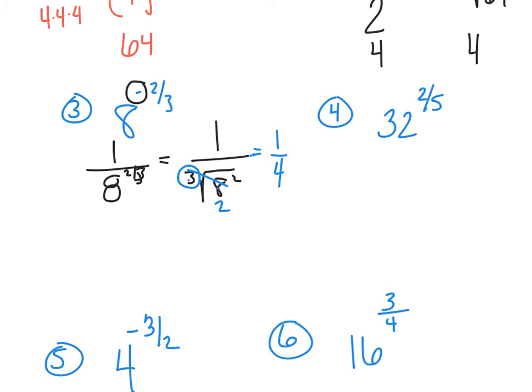Try another one. 32 to the 2/5. Root goes on the bottom, so I'm going to say this is the fifth root of 32 squared. So again, what's easier for you, squaring or the fifth root? Well, 32 is a big number to square, so I'm going to take the fifth root. What number 5 times gets you to 32? So 2 times 2 times 2 times 2 times 2 is 32, so I'm going to say this is really 2 squared, which is 4.